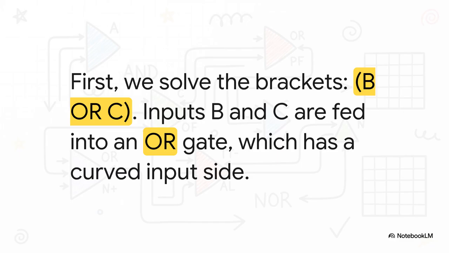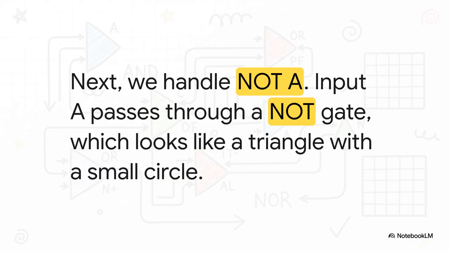Step 1 was solving the brackets, B OR C. To do that, we take the lines for our inputs, B and C, and we feed them straight into an OR gate. You'll know it's an OR gate because of its distinctive curved input side. Step 2 on our list was dealing with NOT A. So we'll take the line from input A and pass it right through a NOT gate. This gate's a bit special. It only ever has one input.